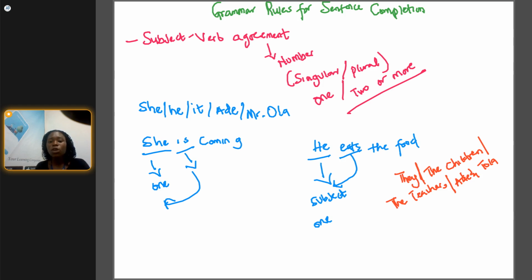So if your subject here shows that it is plural, then the verb that follows it must agree with that subject. You cannot say "they is," you say "they are." So they are, the children are, the teachers are, Ade and Tola are. This is what we mean by subject-verb agreement. Your subject must always agree with your verb. The second one we are looking at is tense consistency.